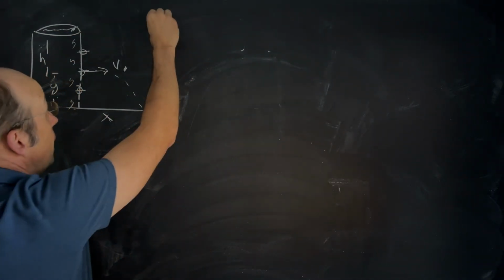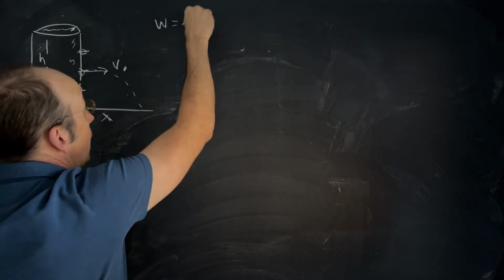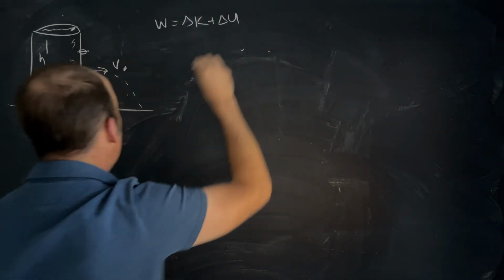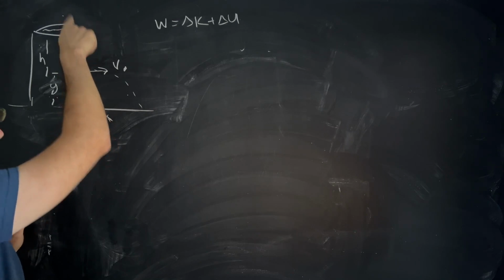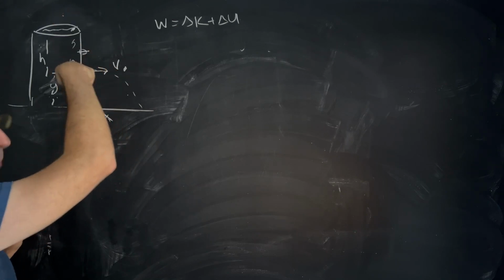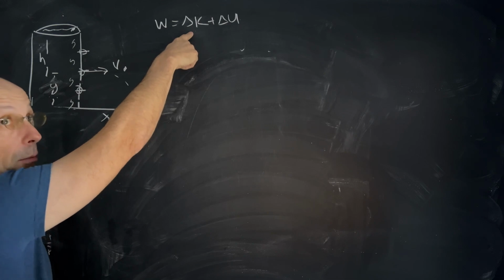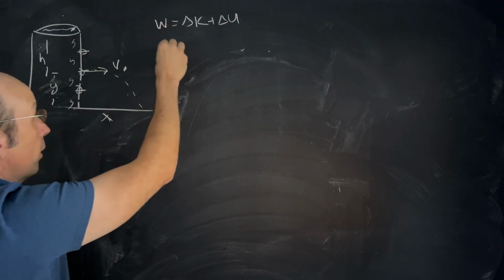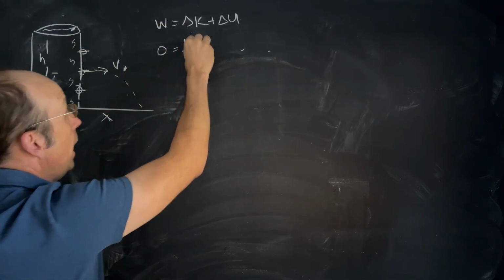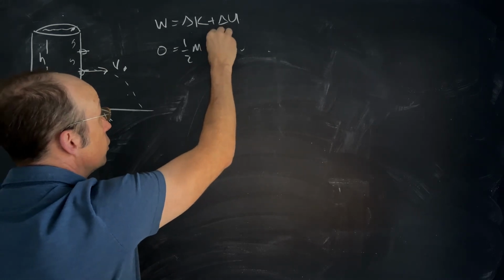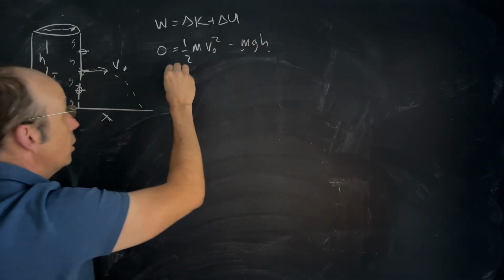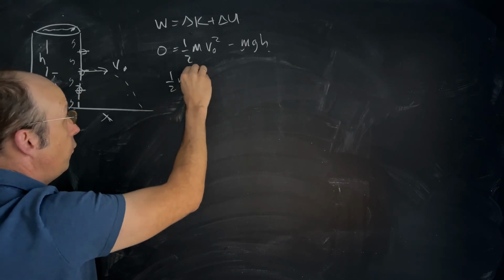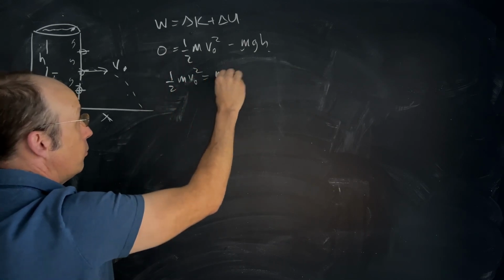With that, I can say work is the change in kinetic energy plus the change in gravitational potential energy. The change in gravitational potential energy is negative mgh, because it dropped that much. The change in kinetic energy is 1/2 mv0 squared. There's no work done, so 0 is 1/2 mv0 squared minus 0 minus mgh. So I get 1/2 mv0 squared is mgh.